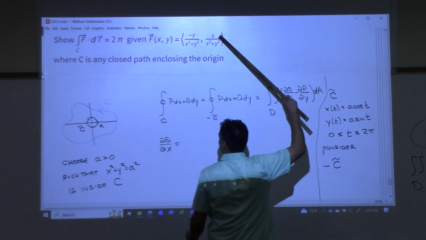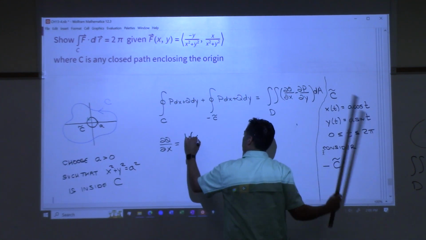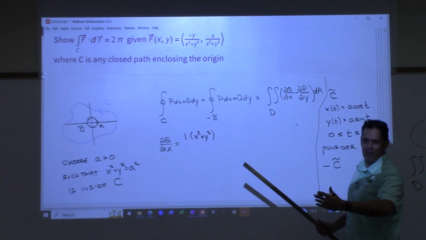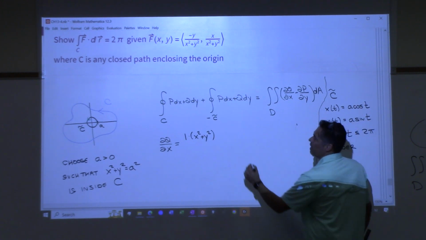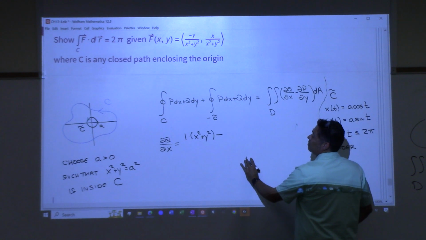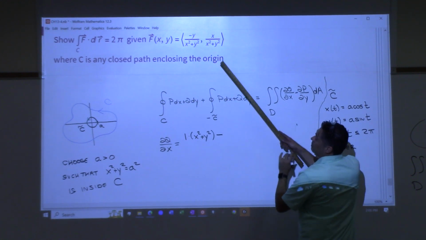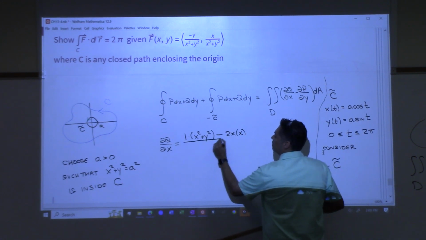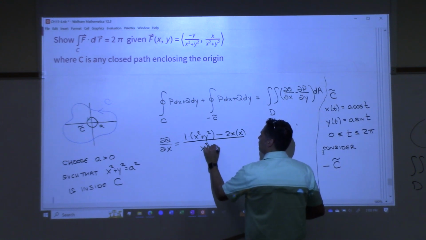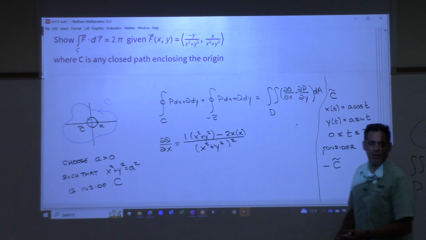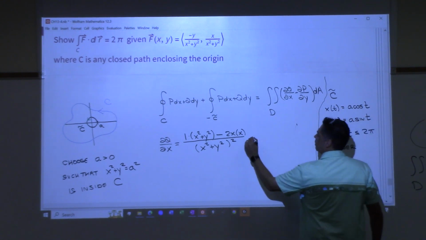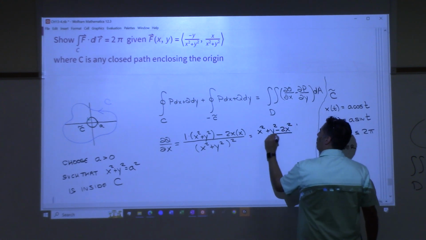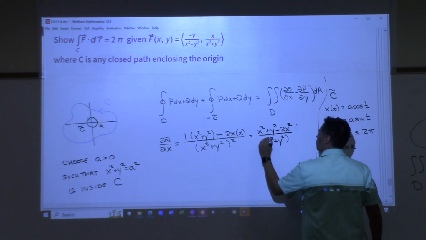So derivative of the top, 1, times the bottom. People do quotient rule different ways, depending on how they're taught, but we should all get the same thing. Minus derivative of the bottom, 2x, times the top, which is x, all of that over the bottom squared. That's our quotient rule. Let's clean it up. This is x squared plus y squared minus 2x squared, all over x squared plus y squared, all of that quantity squared.